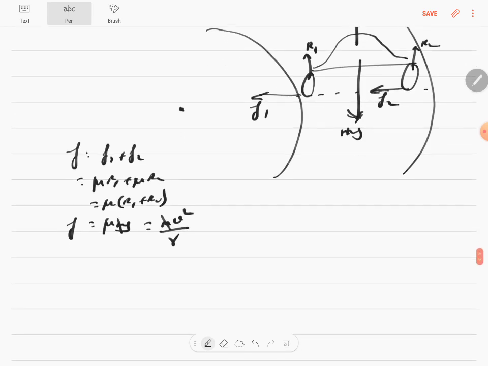m and m get cancelled. v square is equal to mu rg. v is equal to root of mu rg. So this is the maximum velocity with which you can take a turn. It depends on the radius, the gravity and the coefficient of friction, beyond which you cannot exceed.